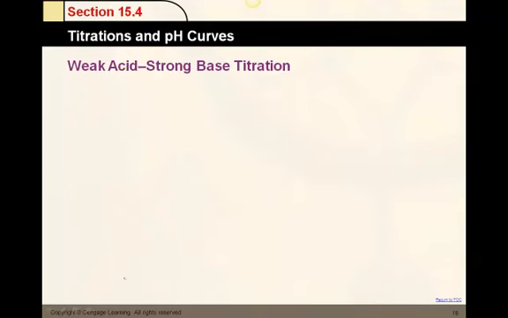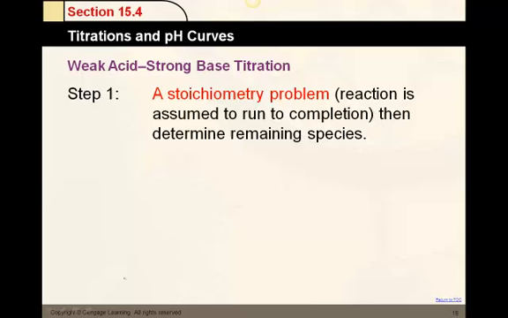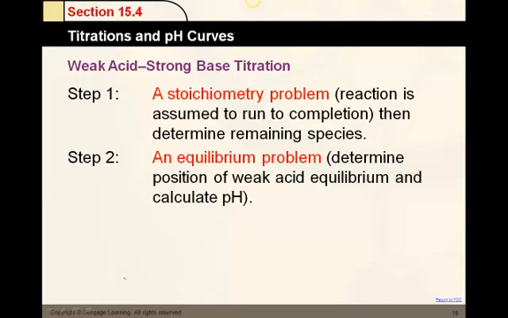So let's look at a weak acid and strong base titration. In other words, we're going to start with a weak acid, and you're going to add a strong base to it. How do we solve these kinds of problems? Well, we have first a stoichiometry problem. The reaction is assumed to run to completion, and then an equilibrium problem, or ICE, to determine the position of the weak acid equilibrium, and then we calculate the pH. That's what we do every time.